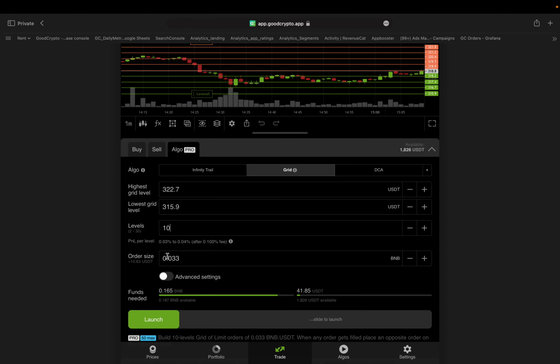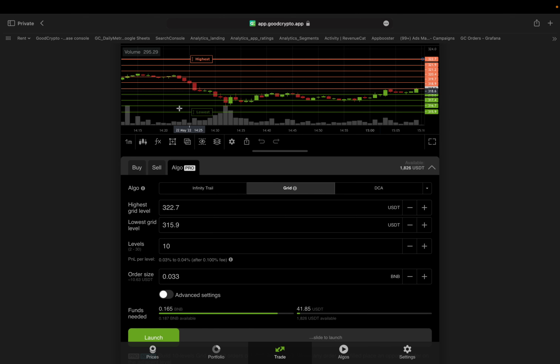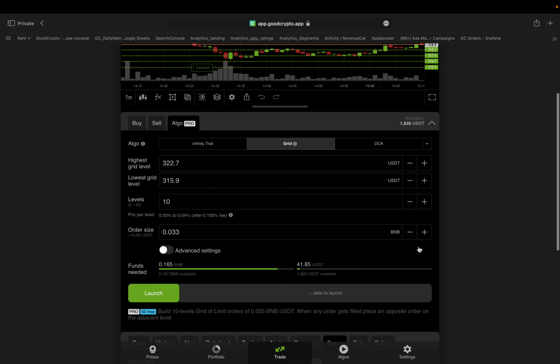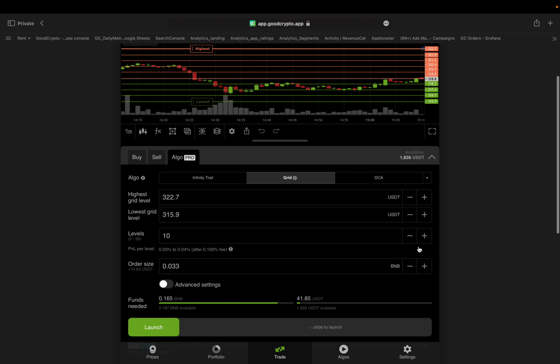So of course, all those settings are interconnected. If you move the higher or lower boundary, or you change the number of levels, or the order size, all this is recalculated, and after you launch a couple of them, you'll get a hang of it. But just make sure that whenever you change something here, you check that you have enough funds to run it. Actually, it's not that important. We have a check here when you launch it that will warn you if you don't have enough. But anyway, it's good to understand that you're good to go before you launch the actual grid.